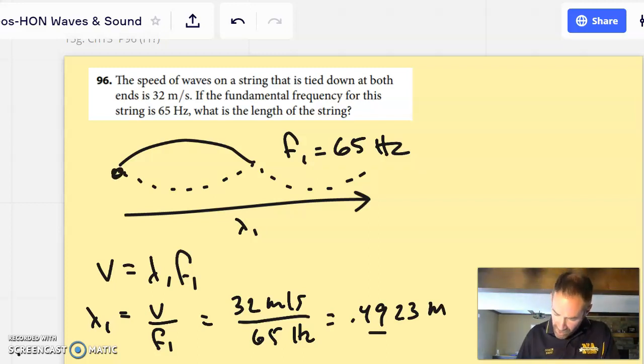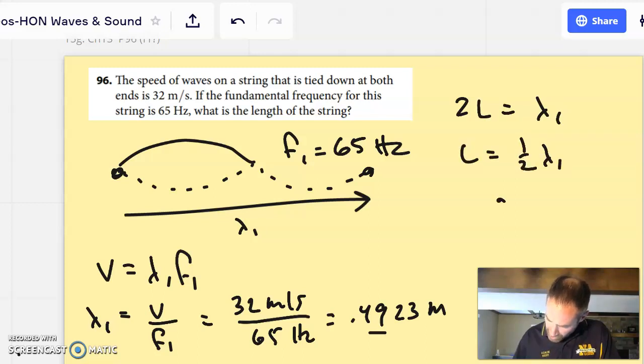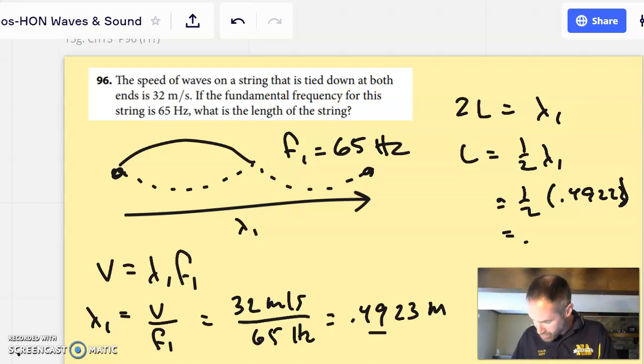Now again, that's way too long. That's from there all the way over to there. They want the length of the string, which is only half of that. Again, 2 times the length of the string is the fundamental wavelength, so the length of the string is half of the fundamental wavelength. So how about half of 0.4923 meters? And that'll give me 0.2462 meters, 0.25 meters.